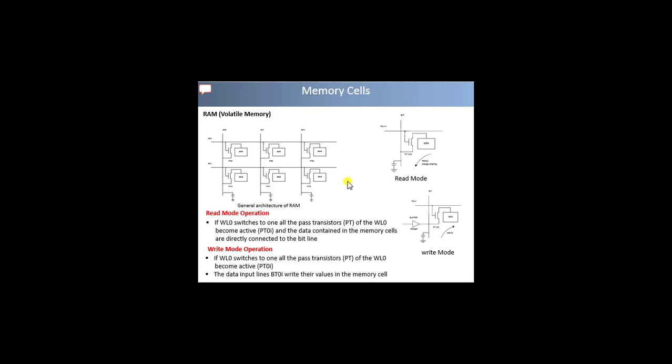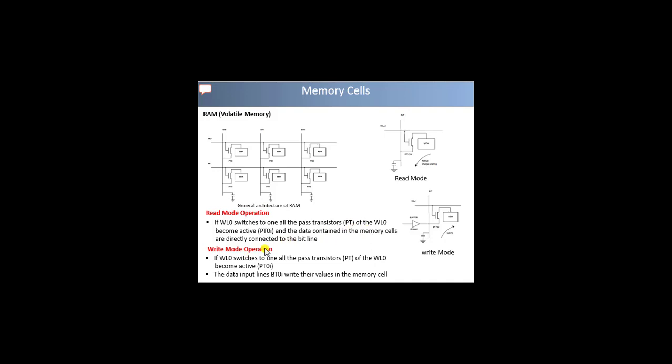So how does this memory perform read and write operations? Let's suppose this word line switches to 1. It means that the gate of this pass transistor is on. As a result, the content of this memory cell is passed to the bit line and given as output.